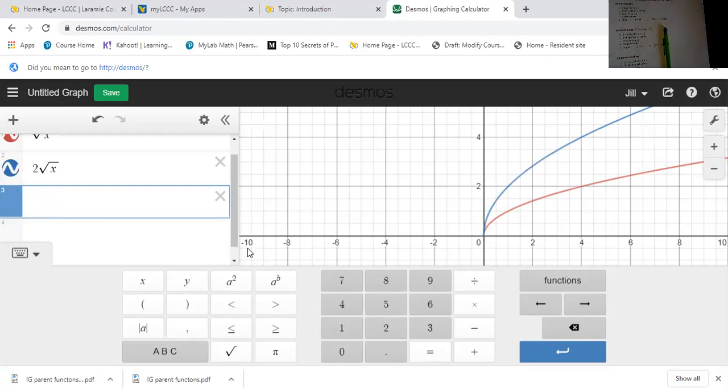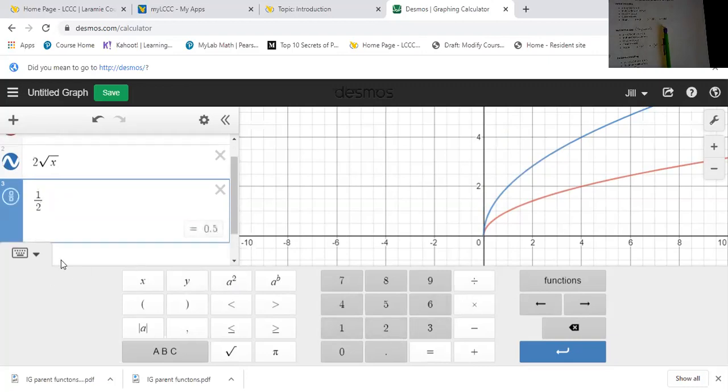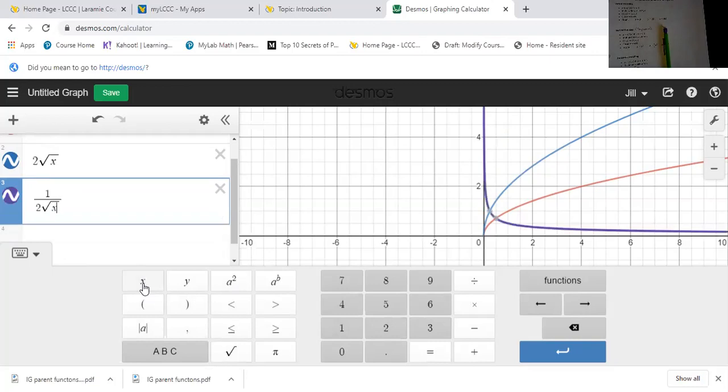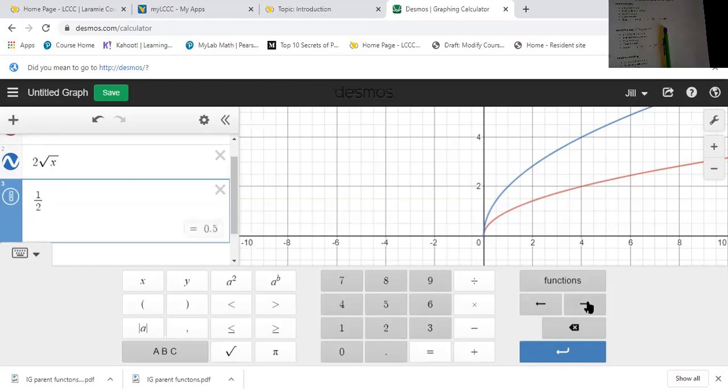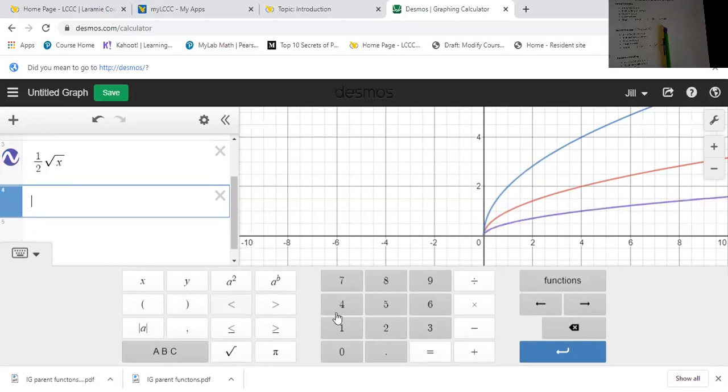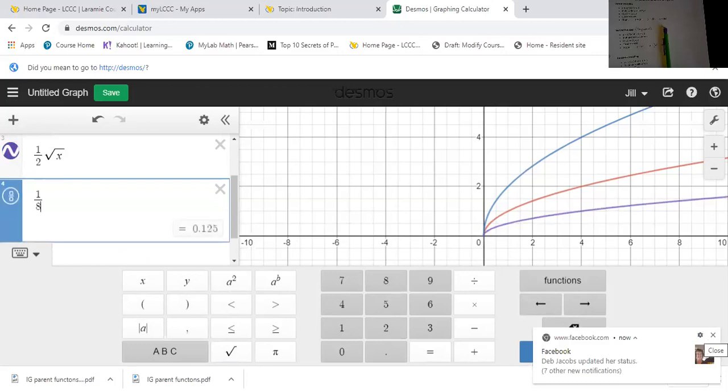All right, so this is going to be a vertical shrink or a compression. So let's say we have 1/2 square root of x. Oh, let me try that again. On this, you have to remember to arrow to the right to get that. There we go. So then square root of x. Look how that now is getting closer to the x-axis. So let's try another one. Let's try a smaller fraction. How about something like 1/8? Let's see what that looks like. So 1/8.